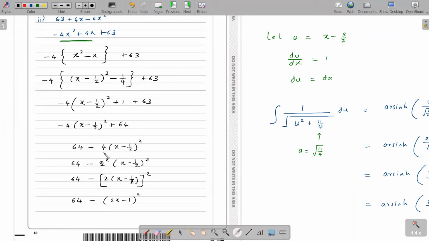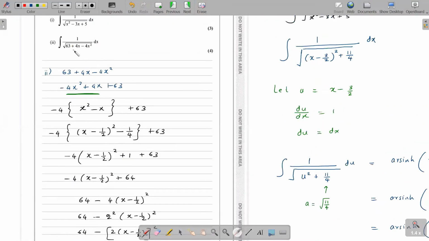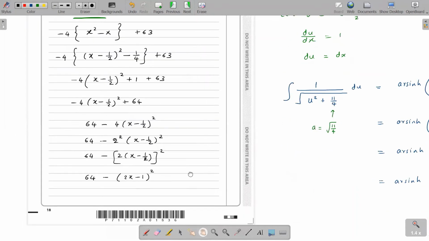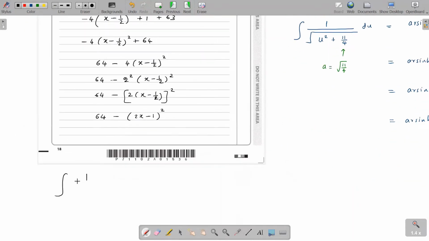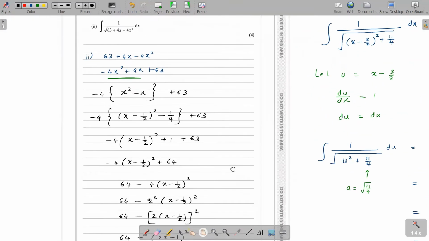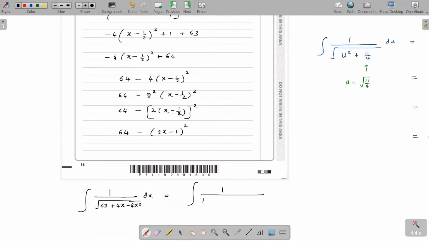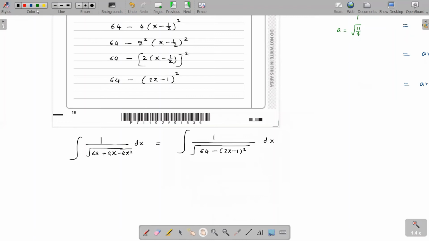Okay, that's one way of doing it. Or else, yeah, some of you suggested, let's take 4 out from the entire denominator. That also works, but we'll go with this method. So we'll integrate now 1 over root 63 plus 4x minus 4x square. This is the original sum. So when we integrate, we just found out that 63 plus 4x minus 4x square can be written inside the root as 64 minus 2x minus 1 square. Can you see? And now what do we say? We'll let u be what?